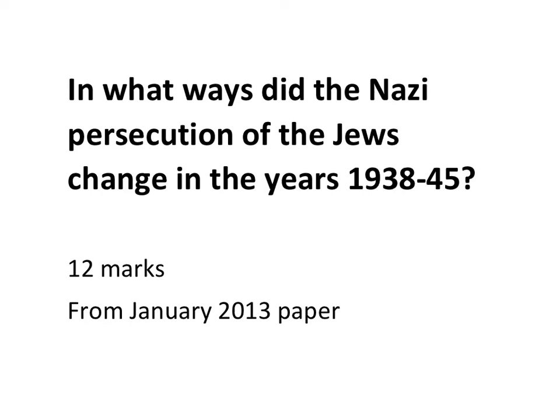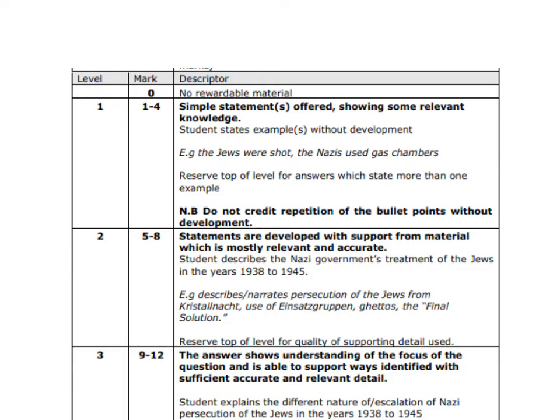I'm going to mark this live. The question, as you can see, is in front of you there: In what ways did the Nazi persecution of the Jews change in the years 1938 to 45? It was worth 12 marks and it was from the January 2013 paper. At the end of the podcast, we're going to revisit this screen.